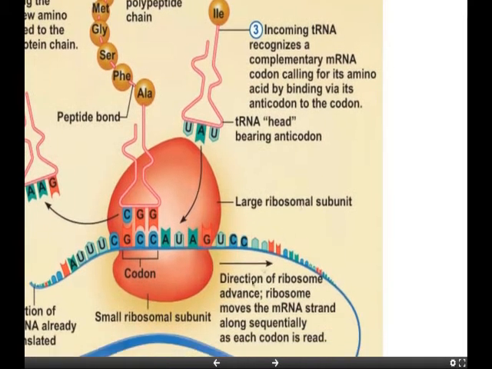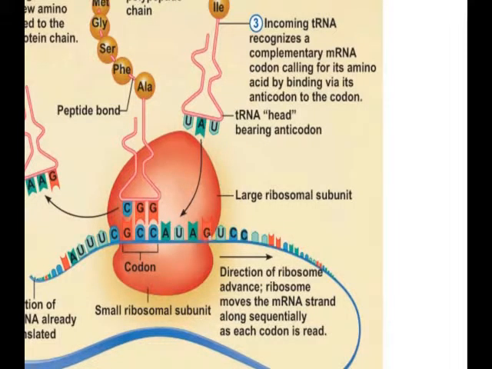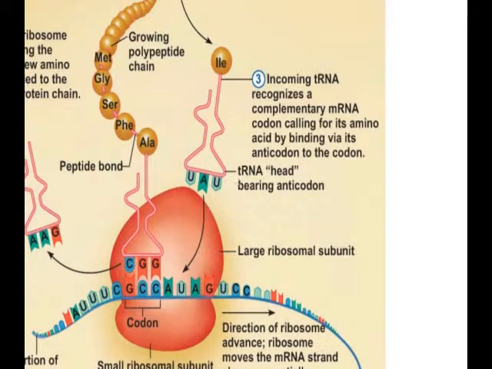Stage 3 is where once this ribosome latches on to this RNA, it's going to begin to siphon it through, almost kind of like a typewriter, pushing things through, or as it moves down, it actually starts to match up the code. But what is it matching up with? Well, we have something called tRNA. tRNA recognizes a complementary mRNA codon, calling for its amino acid by building via its anticodon to the codon. Okay, anticodon to the codon.